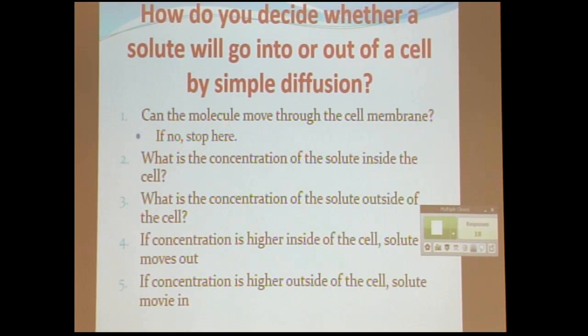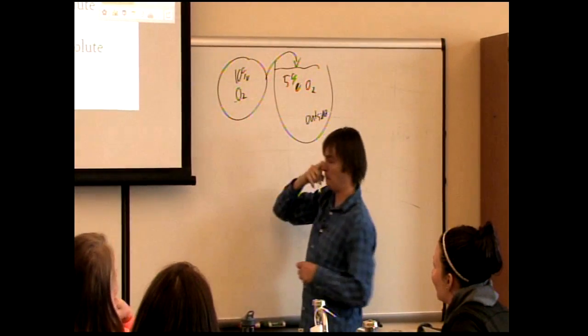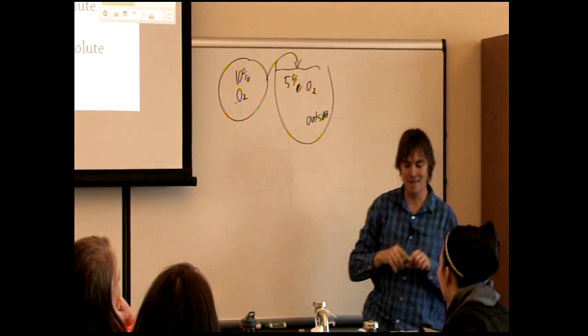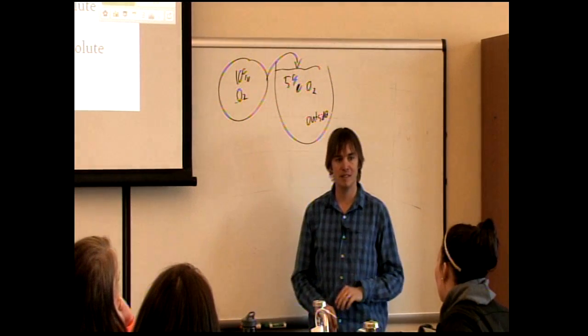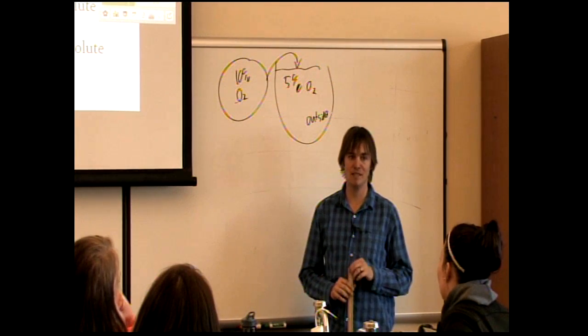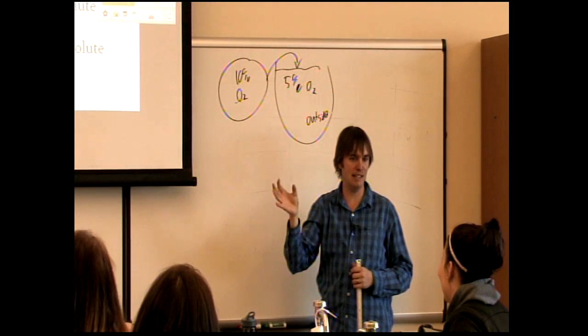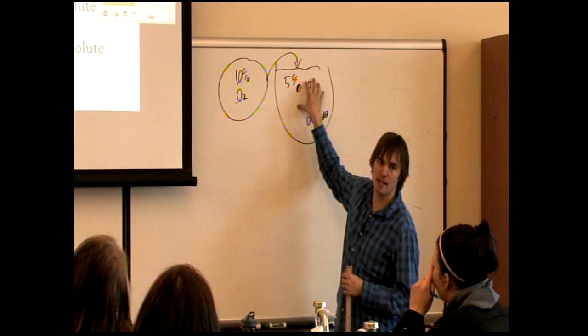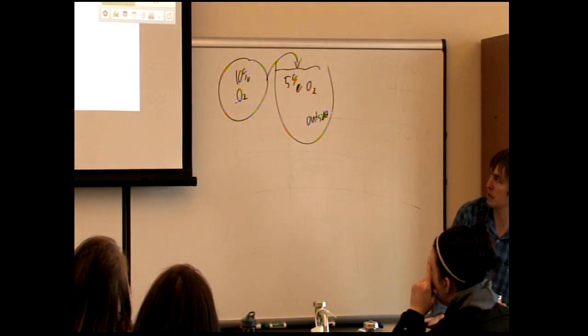Back to the oxygen. Because it wasn't charged, because it can go down the membrane. How does it move out if the 5% is smaller? Because it's not osmosis. So now there's more oxygen bouncing around inside the cell, and there's less bouncing around outside. So it's kind of opposite.